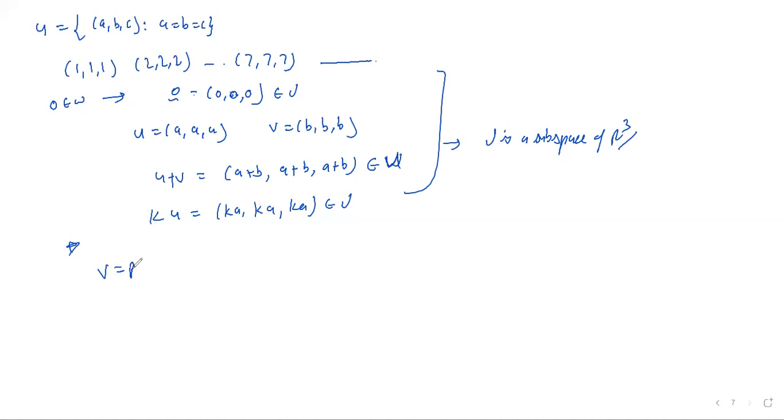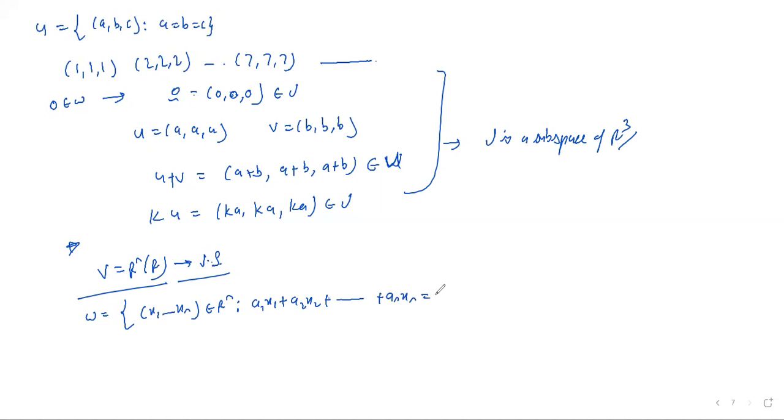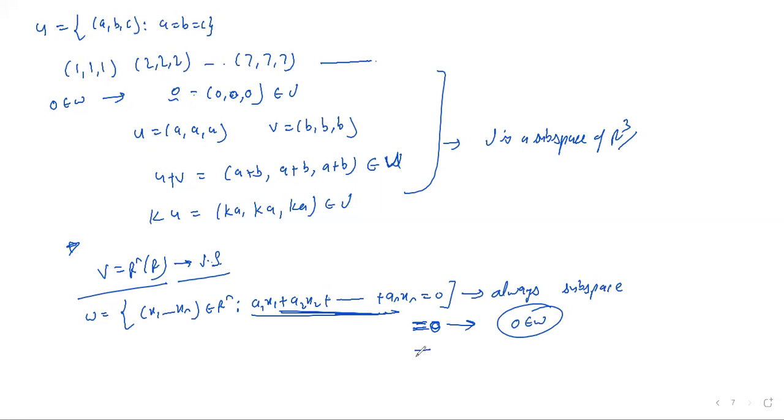Now let's see one more. Say V = R^n, our vector space over the field R, and W is defined as the set of (x1, ..., xn) in R^n such that a1x1 + a2x2 + ... + anxn = 0. This will always form a subspace only if this combination is equal to 0, because the zero vector belonging to W is the basic condition for a subspace. But if this is not equal to 0, then it will not form a subspace.